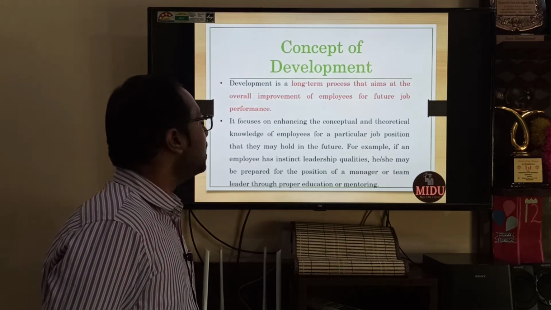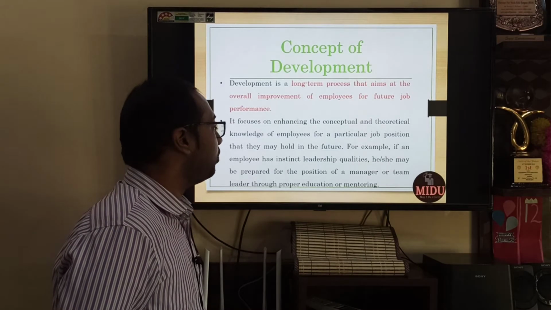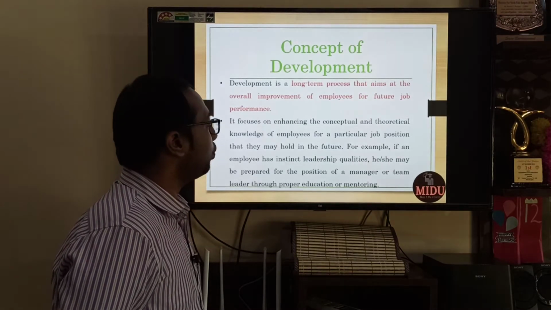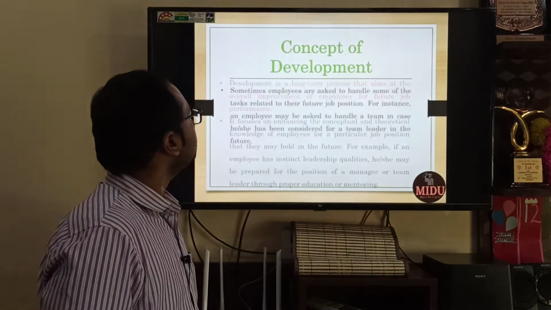For example, if an employee has innate leadership qualities, she may be prepared for the position of a manager or team leader through proper education or mentoring. This is the concept of development.